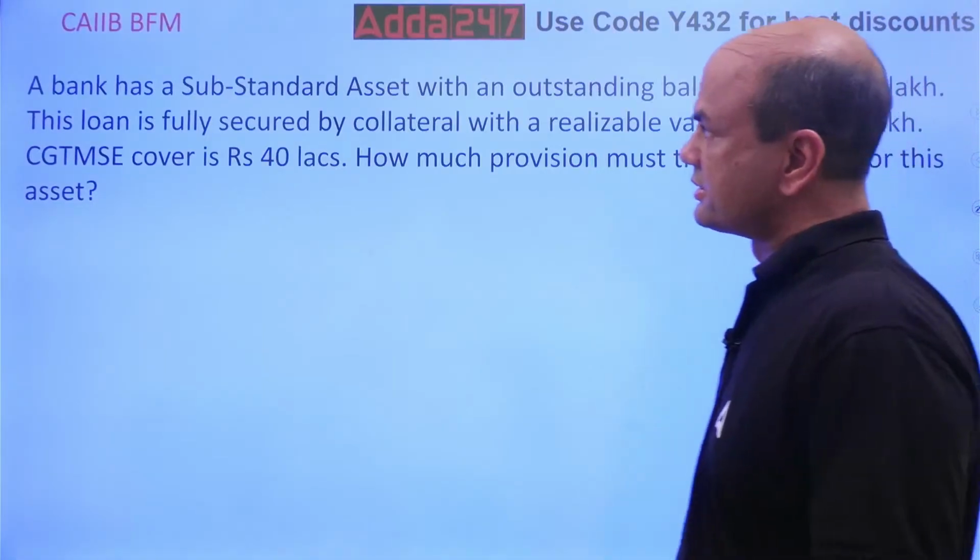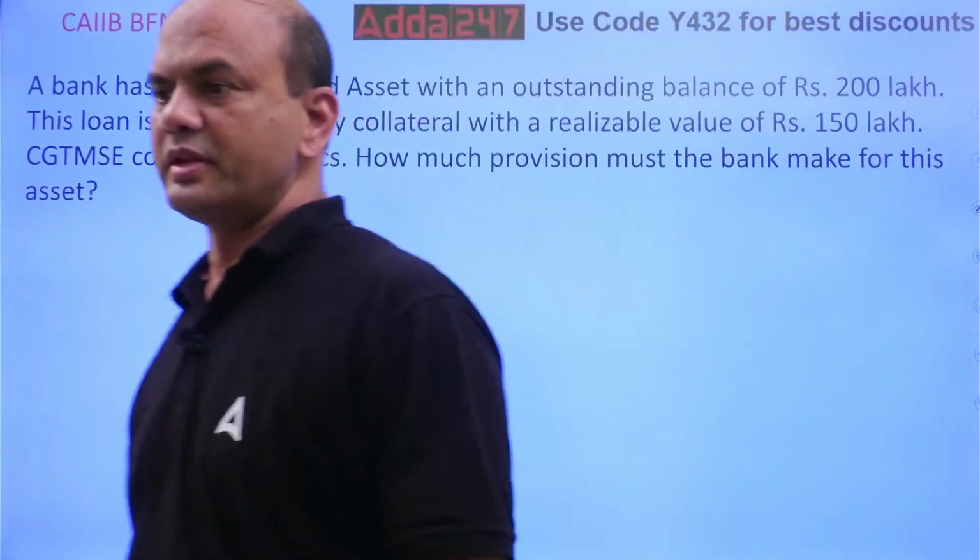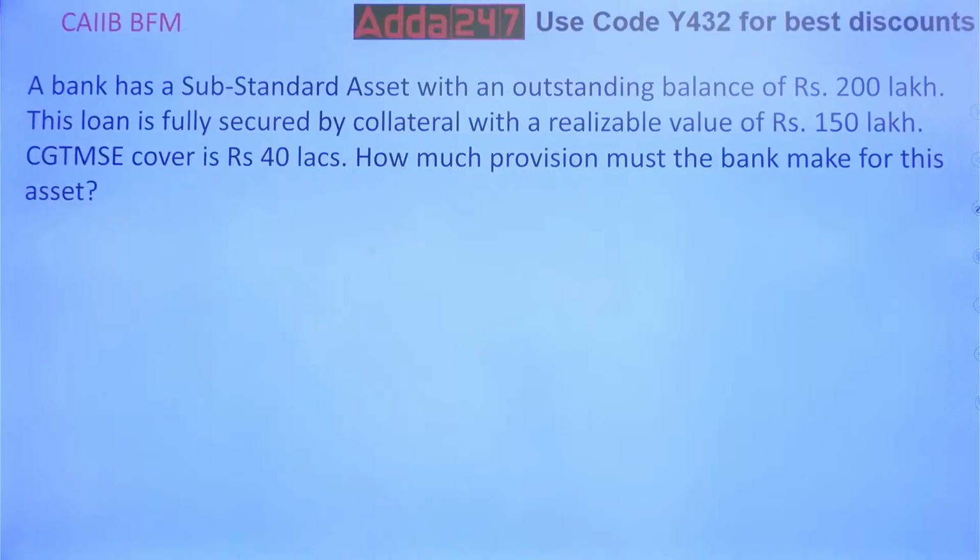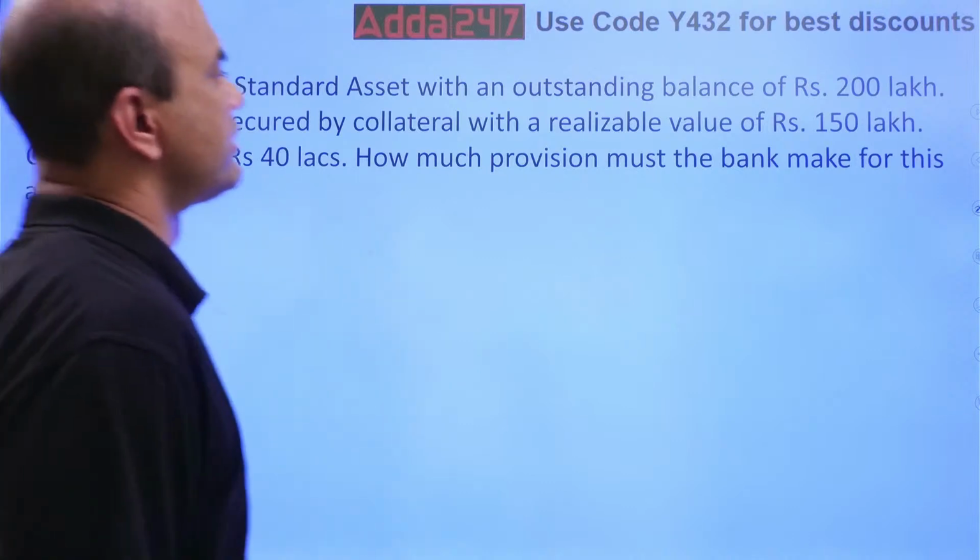Read this, everyone. A bank has a substandard asset with outstanding balance of 200 lakhs. The loan is fully secured by collateral with a realizable value of 150 lakhs. CGTMSE cover is 40 lakhs. How much provision must the bank make for this asset? So what is the provision required over here?